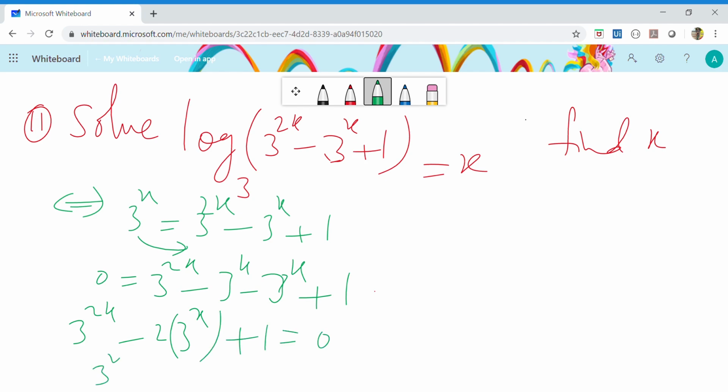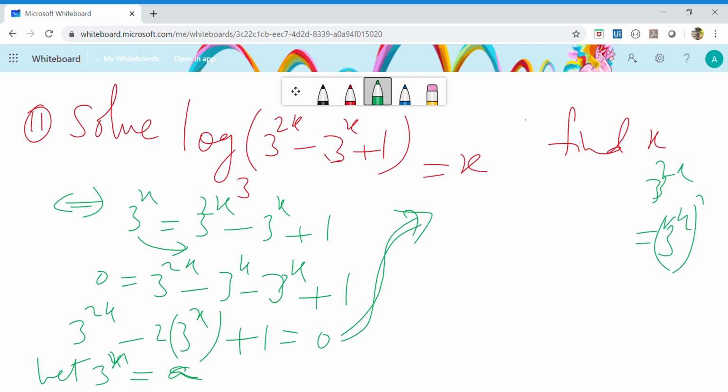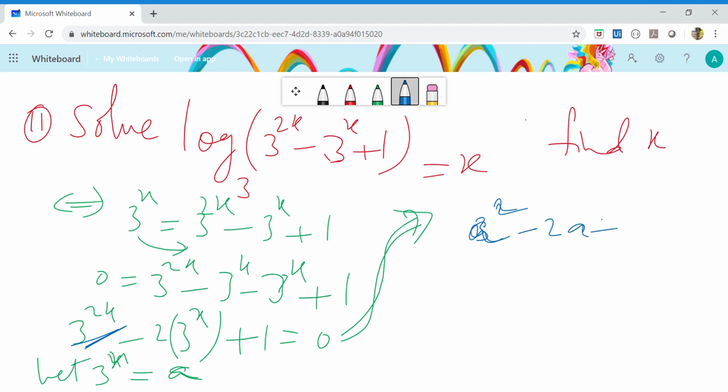I am taking 3 power x as a. Let us assume that 3 power x is equal to a. Then the equation becomes a square, because 3 power 2x can be written as 3 power x whole square. So I am writing 3 power 2x as 3 power x whole square. So a square minus 2a plus 1 is equal to 0. Here it is a quadratic equation.